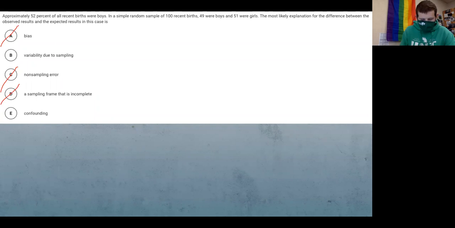Confounding, really the purpose of this question is just to say, it's not always going to show up exactly like you'd expect, right? If 52%, according to population numbers, are going to be boys, well, a sample of 100 isn't going to be 52. It's the same thing we just talked about. 49 being boys, 51 girls is something you'd totally expect. All right. So that's just variability due to sampling. So to make that easy.